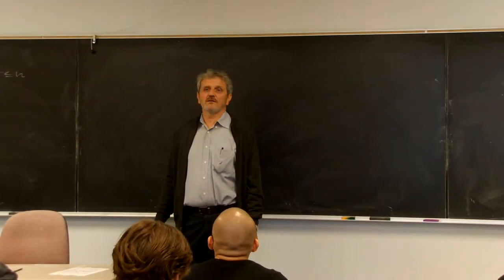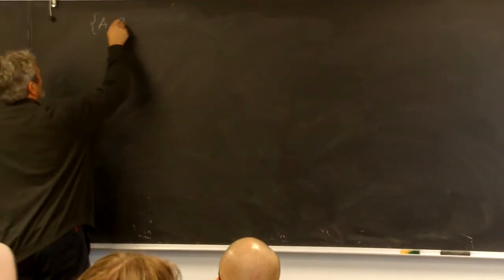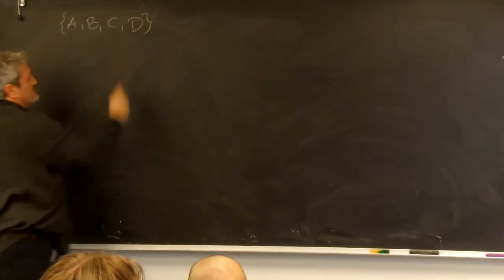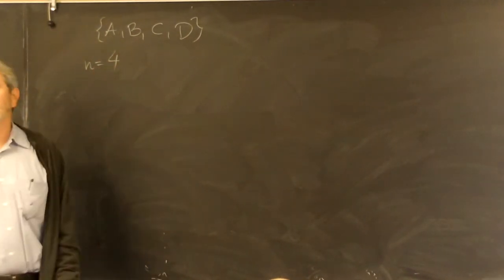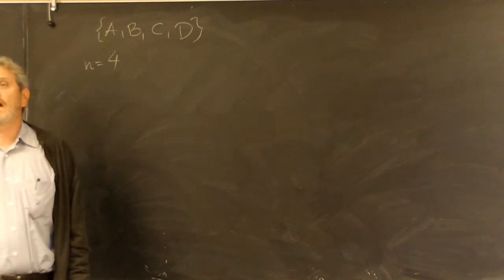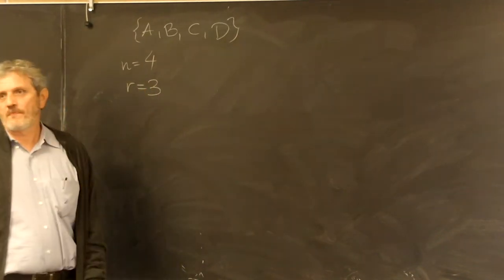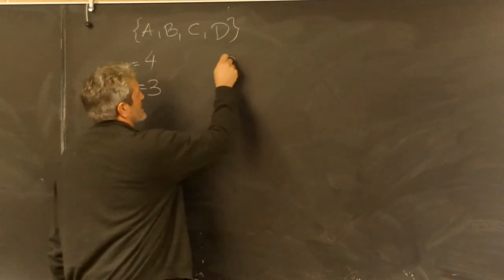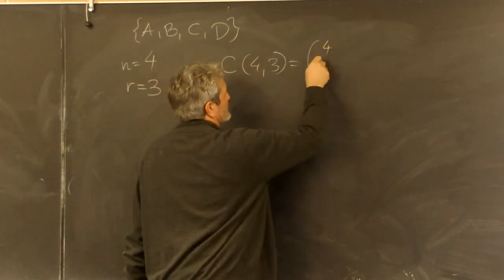You can also say the following. Look at the following from the screen. Suppose I have the set A, B, C, D. So that tells me the initial material. In the initial material, I have 4 letters, so n equals 4. And I decided to choose 3 of them, so r equals 3. So what we are asking is how much is C(4,3), which is the same as 4 choose 3.